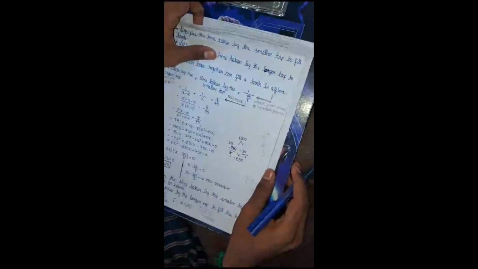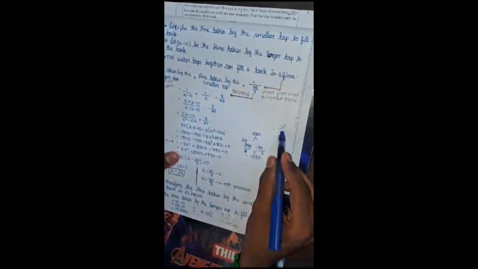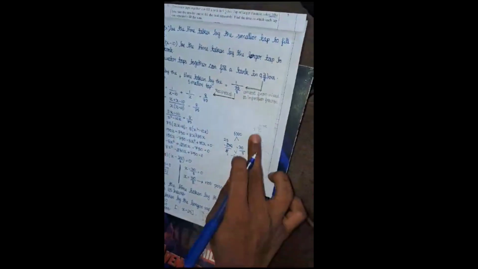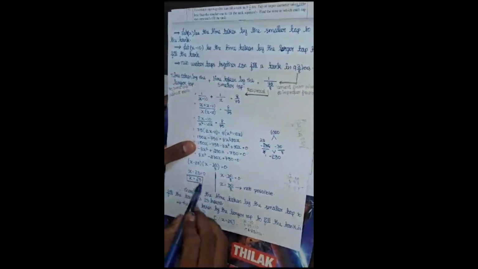And now I'll explain why we shouldn't use 30/8 as the value of x. When you use 30/8 as the value of x, you will get 3.75 when you divide. If that is the time taken by the smaller tap to fill the tank, x is equal to 3.75, so x minus 10 will be the time taken by the larger tap. When you subtract, 3.75 minus 10, you get minus 6.25 hours. There is no negative time, so this condition is not possible, and therefore you use x is equal to 25 hours.